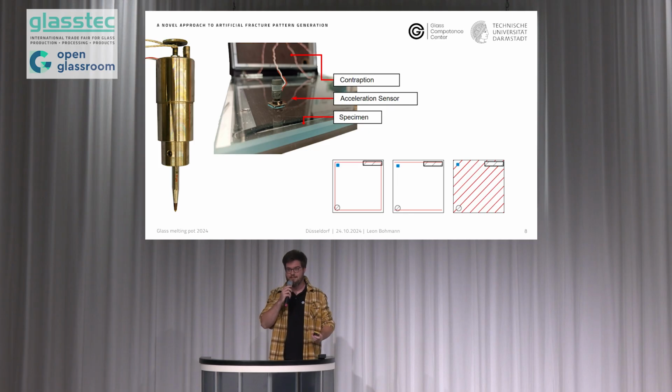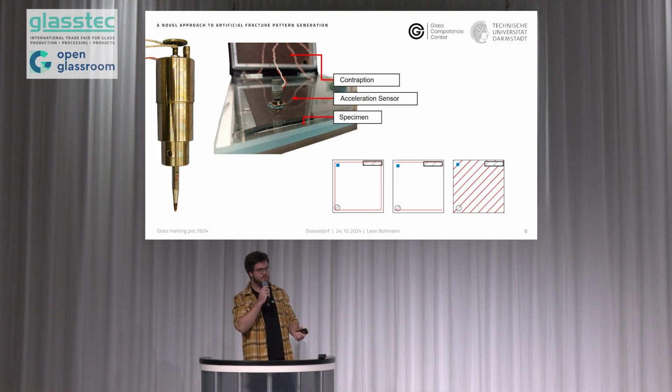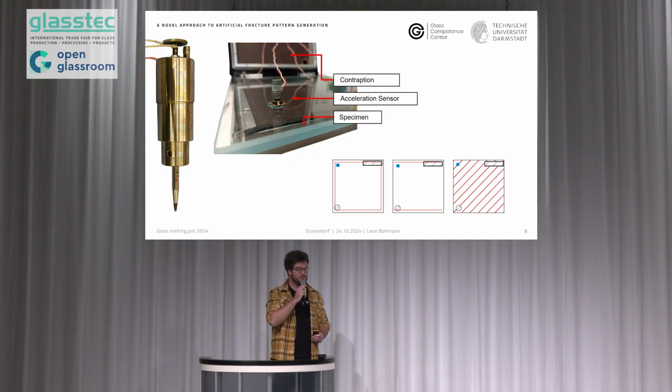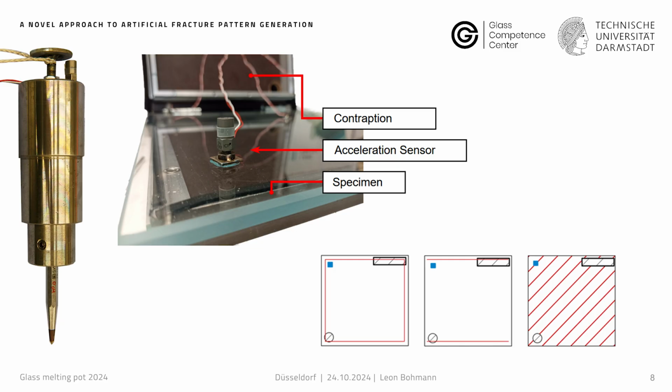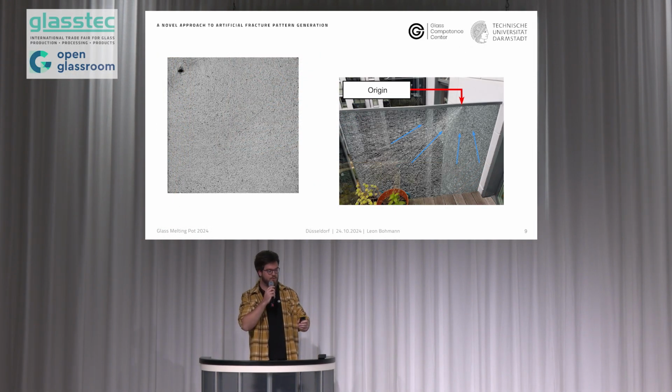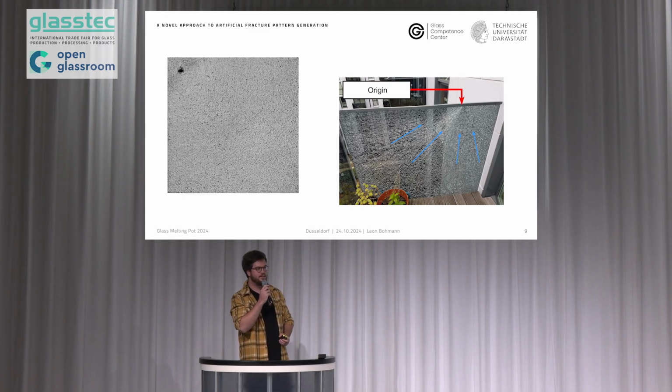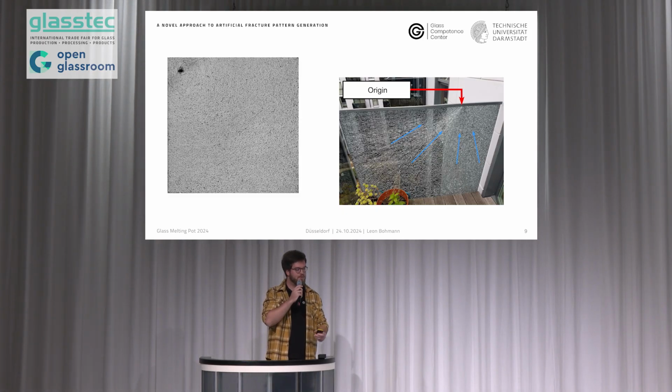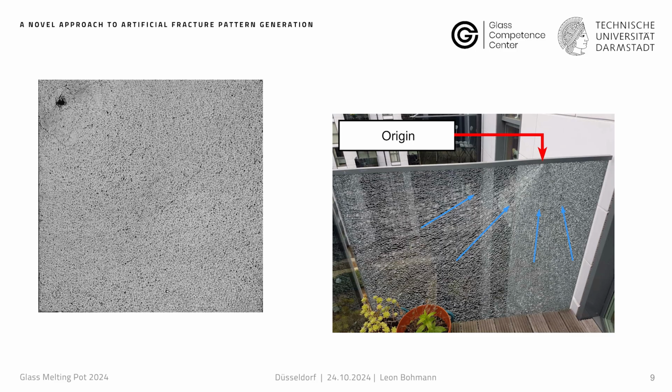First of all, you need a lot of data. Because we are dealing with fracture mechanics, we need very much data. Here you can see the experimental setup. We have a pointed punch with a weight attached to break the glass in a controlled way. Also, we're looking at different boundary conditions to see what influence might arise from that. The first thing you see when looking at such a fracture pattern is an impact point, the origin of the fracture, and a pattern that arises around it, as you can see on the right side in a real-world scenario.